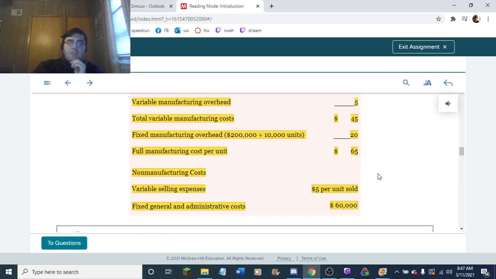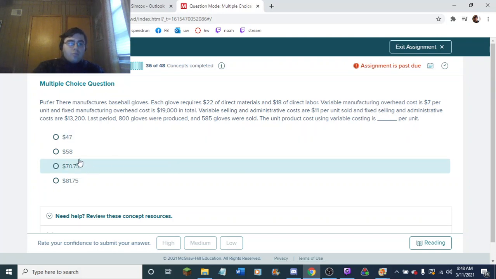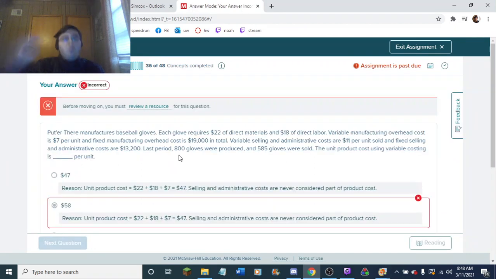This makes no sense. Oh, I'm dumb. They did this number plus this number. Variable selling expenses. So they just did 22 plus 18 plus 7 plus 11, which is 58. No, you've got to be kidding me.